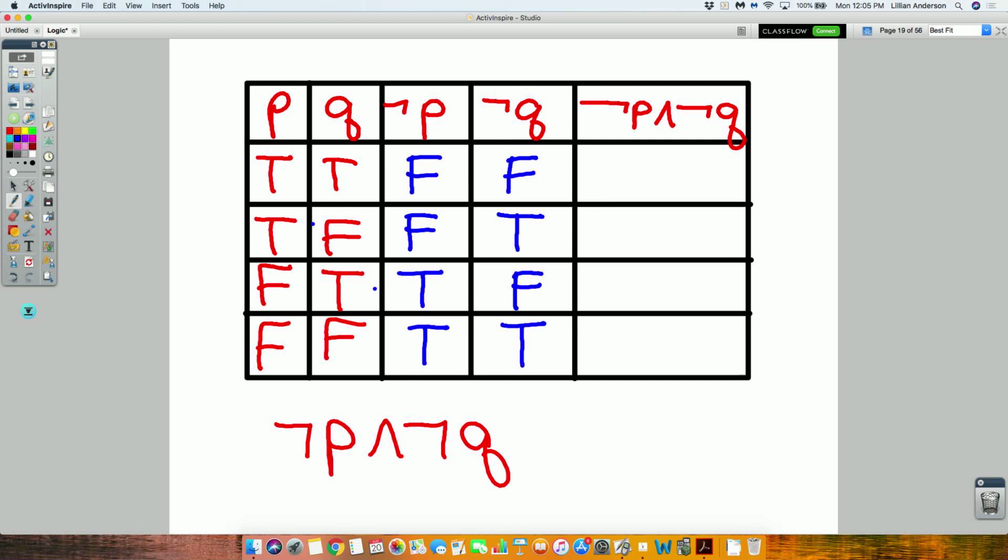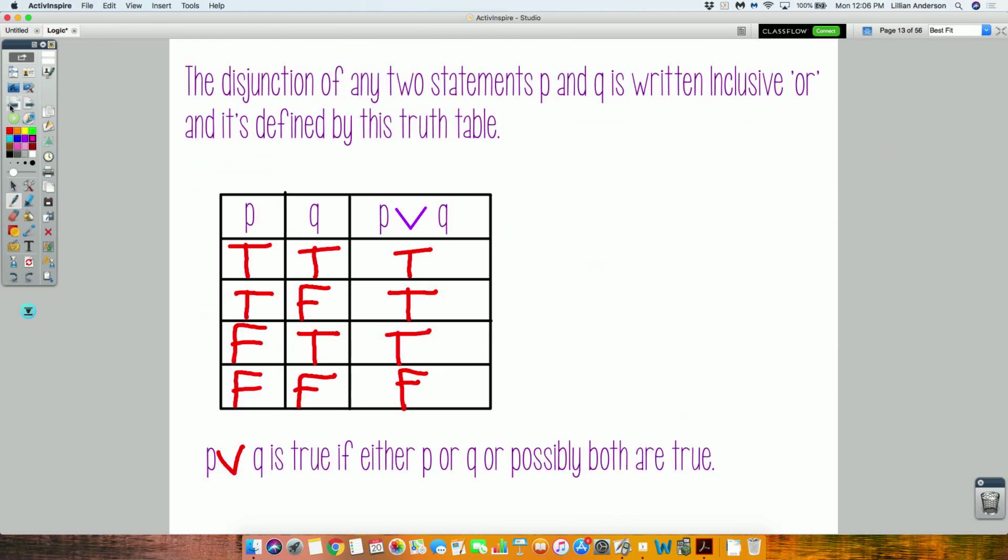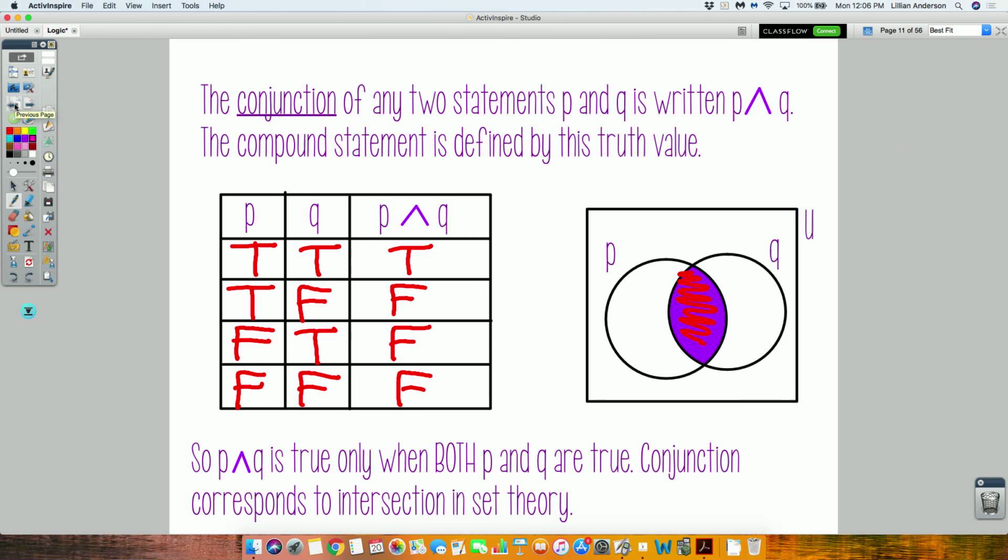Once we've done that, we're no longer going to look at the red T's and F's. We're going to look at the blue ones, okay? And we're going to use those blue T's and F's to determine the conjunction. So, if not P is false and not Q is false, then the conjunction of false and false is what? It's false. Go back to your original conjunction, which was true only for TT, right here.